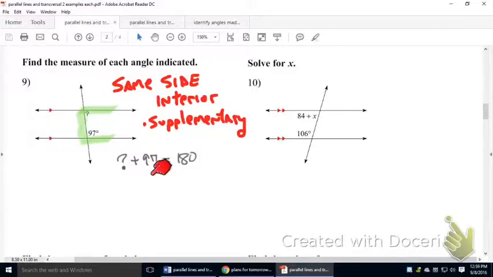Very important that you write that statement down right here. Once you have this statement, even though that's a question mark, you can still solve. And you know that that question mark has to be 83 degrees.